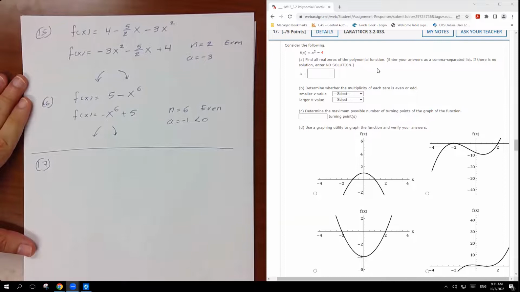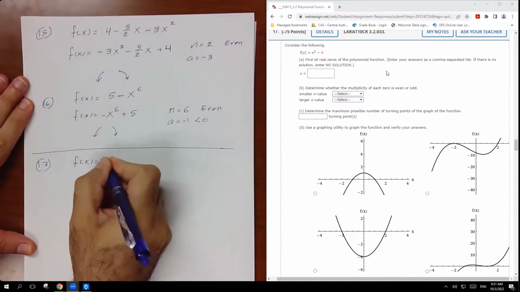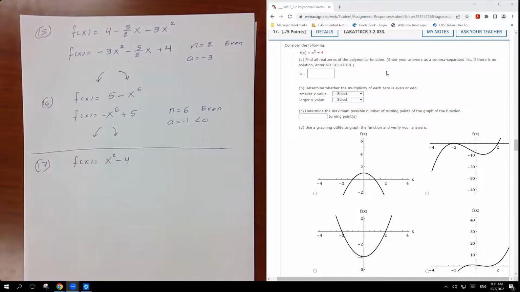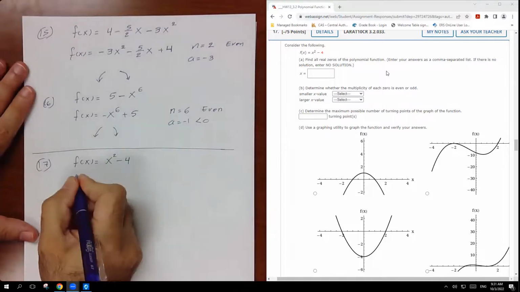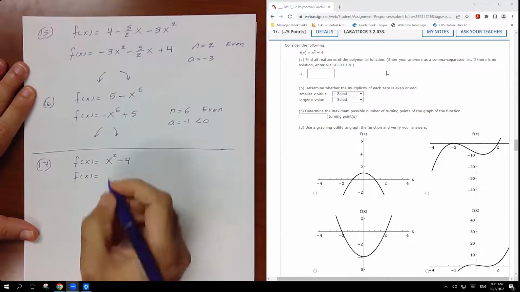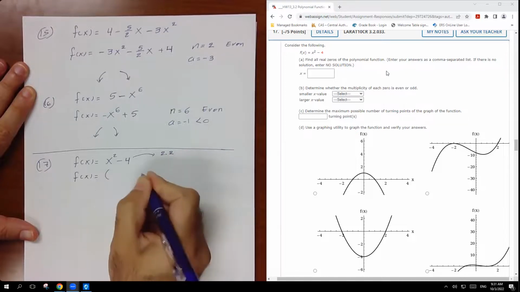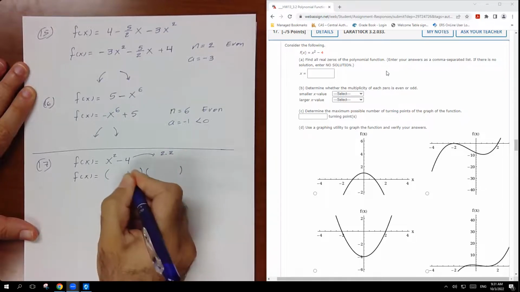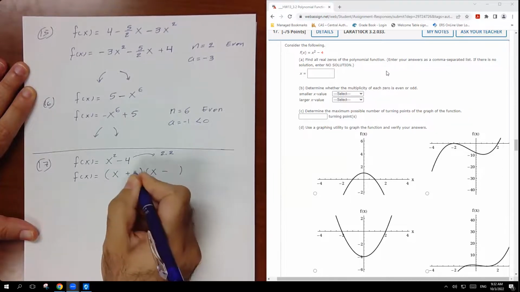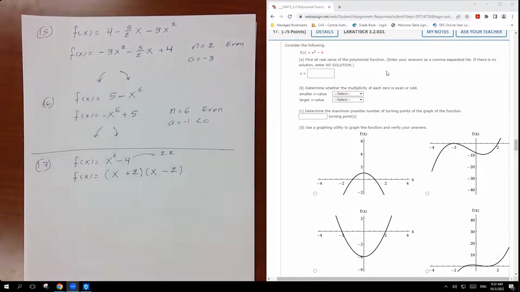Consider the following: f of x equals x squared minus 4. Before I start doing anything, I'm going to factor this polynomial. So f of x equals a difference between two squares. 4 is 2 times 2. So I'm going to open two parentheses, one positive, one negative, 1x here, 1x here, and 2 here, and 2 here. That's it. This is the first step.